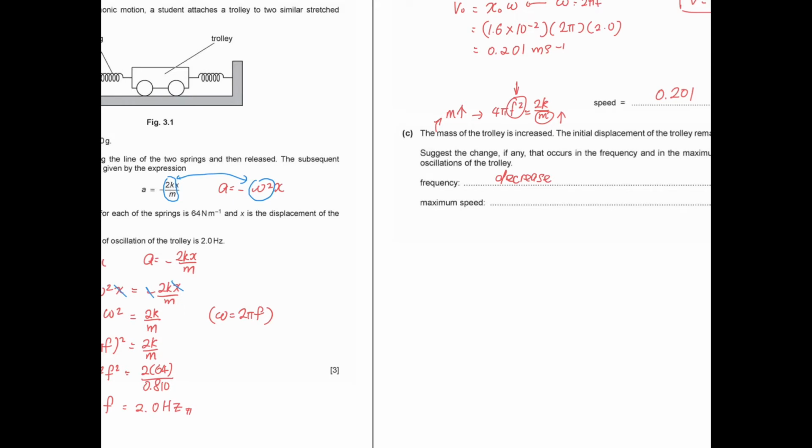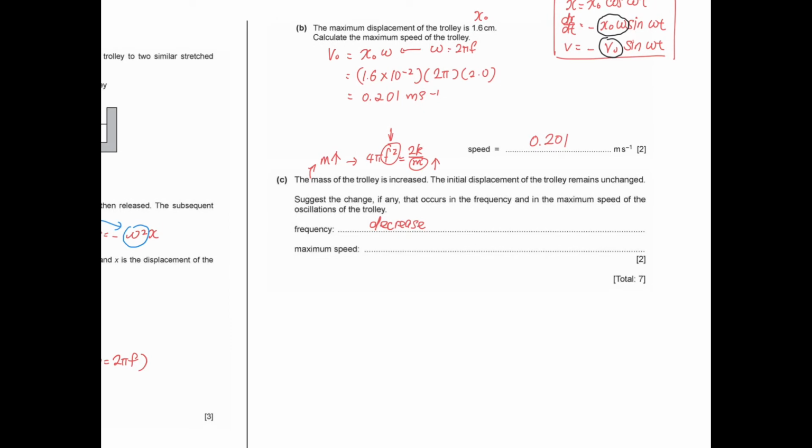Then maximum speed. What can we think of? This is the formula, v naught equal to x naught omega. Omega is 2 pi f. So if I use these, I will get v equal to 2 pi f x naught. Now the question said the initial displacement of the trolley remains unchanged. So that means this is unchanged, this is constant. But we know that the frequency decreases. So the v naught should decrease also.